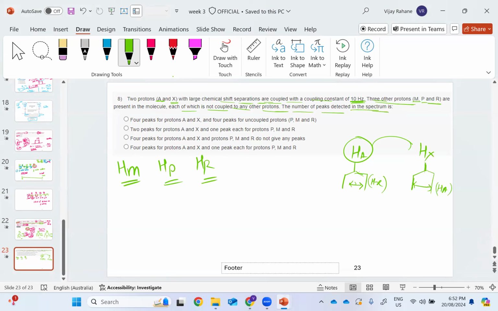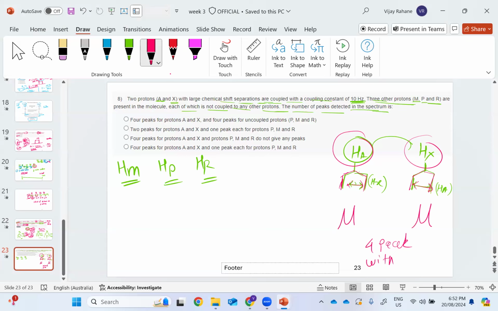So we have to solve this one. We have already seen that the HA proton and HX proton are coupled with each other, and the coupling constant is 10 hertz. We don't need to consider that because there is no value-related question. We just need to answer how many peaks will show in the NMR spectra. HA and HX are coupled with each other, so this will show two peaks, that is a doublet. Similarly, HX can also show a doublet. So we get four peaks with intensity 1:1 and 1:1.